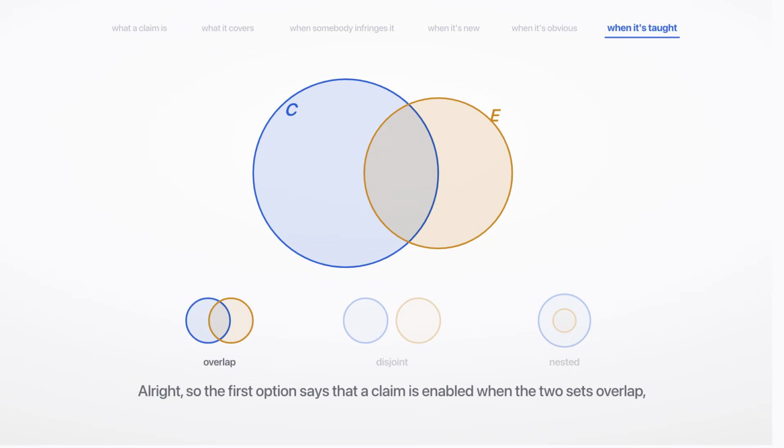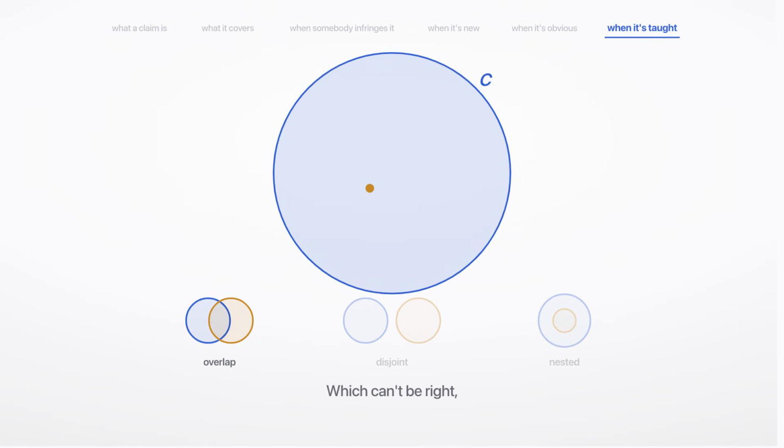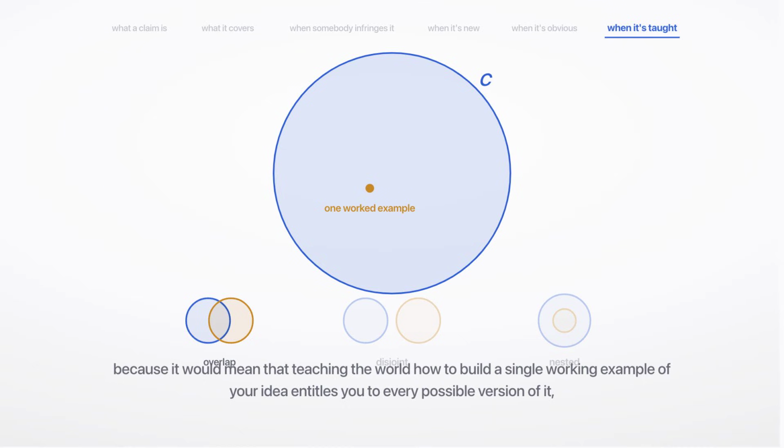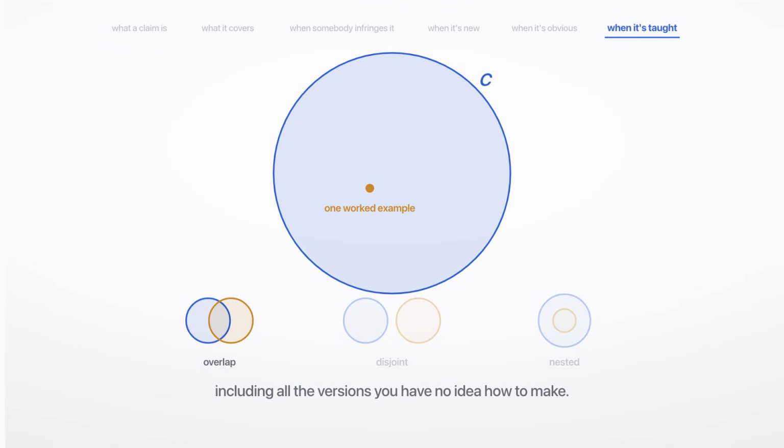Alright, so the first option says that a claim is enabled when the 2 sets overlap, which is to say, you've taught people how to build at least one thing inside your claim, and that turns out to be enough. Which can't be right, because it would mean that teaching the world how to build a single working example of your idea entitles you to every possible version of it, including all the versions you have no idea how to make. Every claim overlaps its own disclosure somewhere, so that test passes almost everything, and a test that passes almost everything isn't a test.